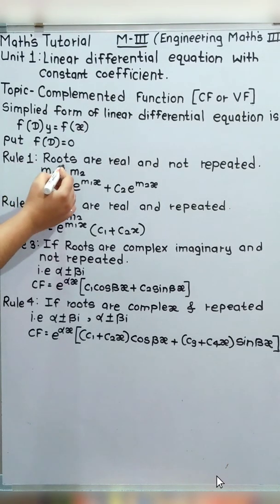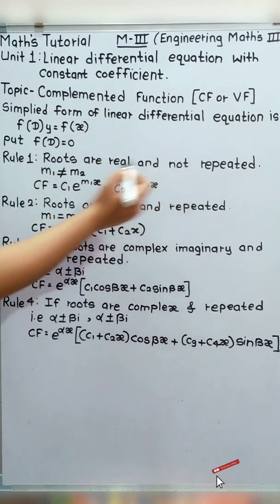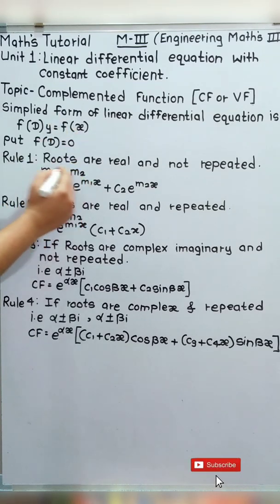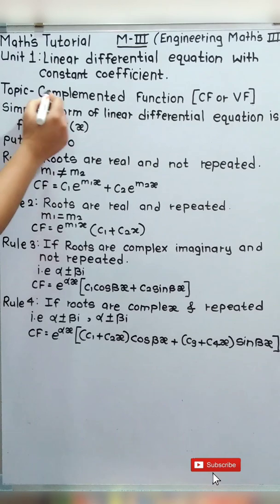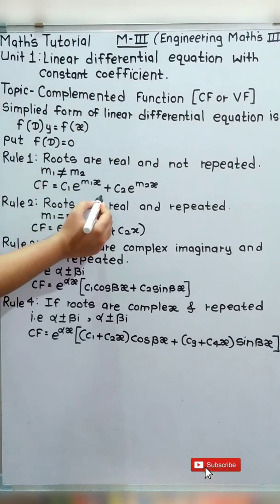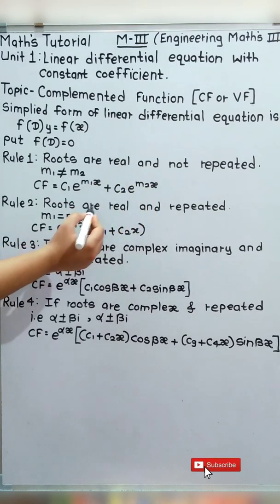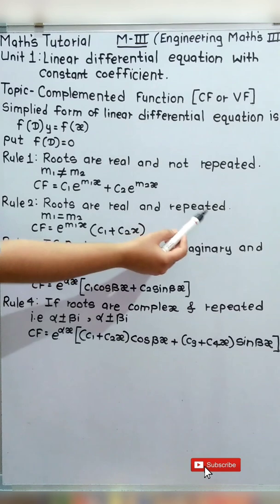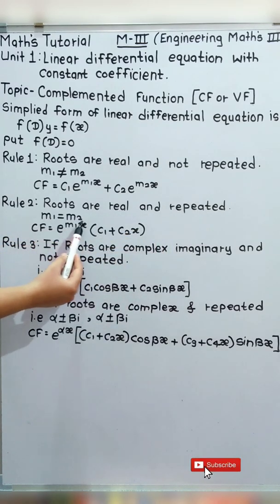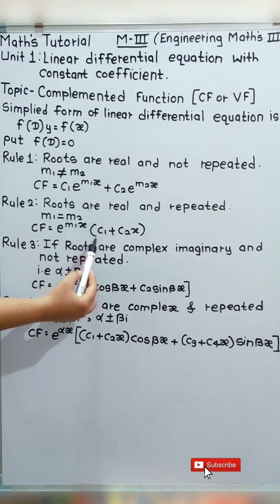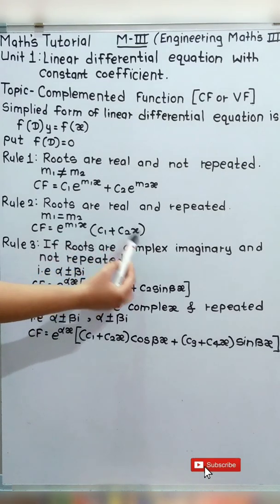First rule: if the roots are real and not repeated, meaning m1 and m2 are two roots, then our CF, the complementary function, is equal to c1 e^(m1 x) + c2 e^(m2 x). Second rule: roots are real and repeated, meaning m1 = m2, then CF = e^(m1 x)(c1 + c2 x).